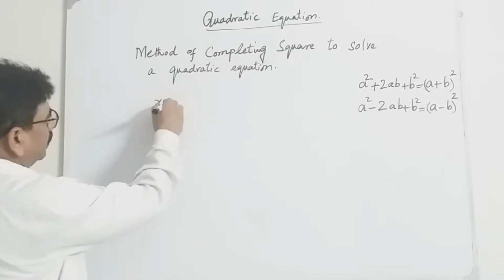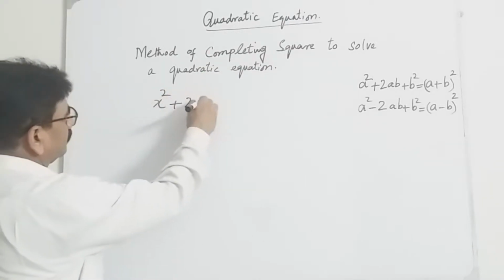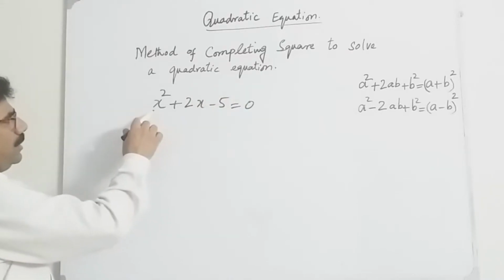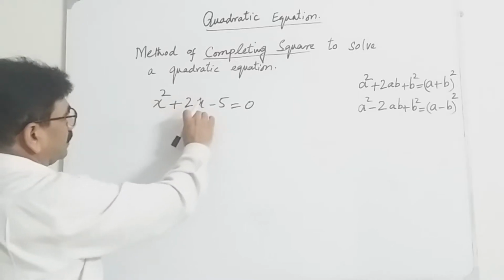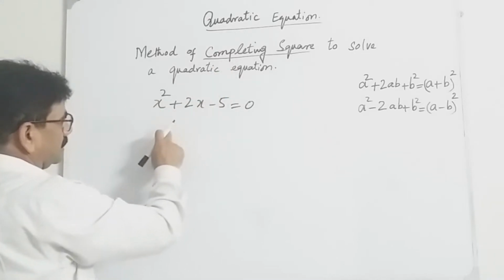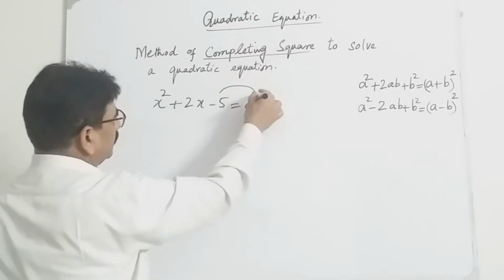Let us solve a question. If we have a quadratic equation x square plus 2x minus 5 equal to 0, we try to solve it by the method of completing square. To solve a quadratic equation by the method of completing square, the first step is to transfer the constant term to the right hand side.